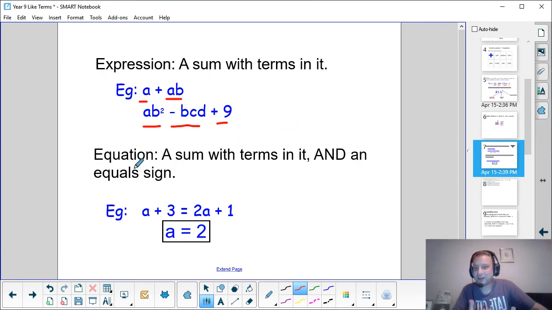The opposite of that is an equation. An equation is a sum that has terms in it, but we've got an equal sign in the middle, and because there is an equal sign, there's probably going to be an answer to whatever our letter is. This a up here, we don't know what it is. We're not interested in knowing what it is, but this a down here, because there's an equal sign, is something we can actually solve, which we do later on in the term. So expressions don't have equal signs. Equations do have equal signs, and there'll be something on the left and something on the right.